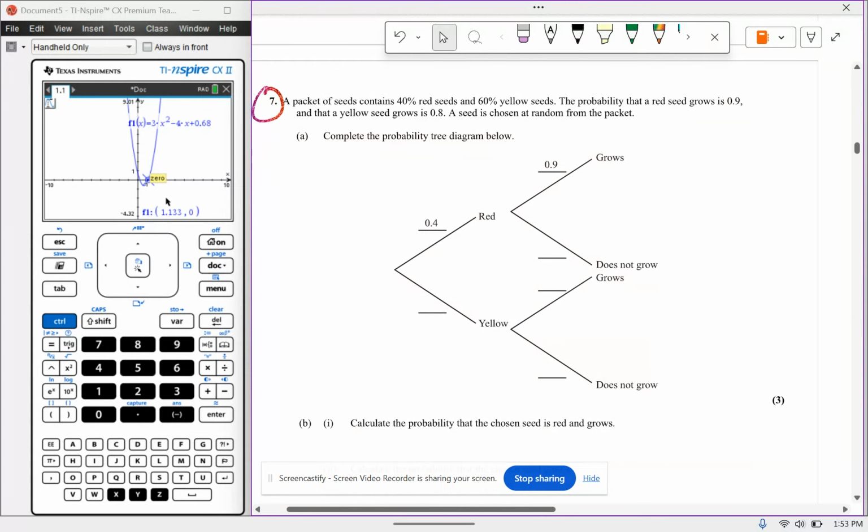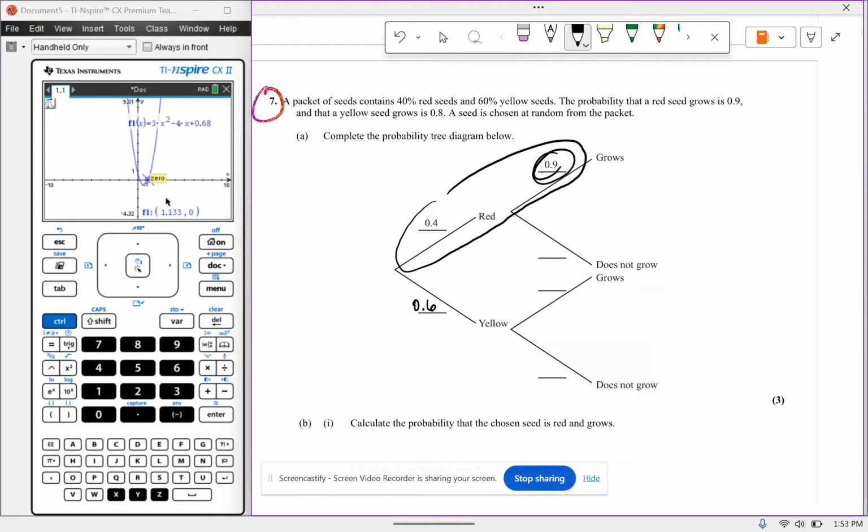So we have a packet of seeds that contains 40% red seeds and 60% yellow seeds. You should put the 60% yellow seeds on the diagram, and that'll go right here. Why? Because branches add up to 1, right? It has to be one or the other. The probability that a red seed grows: I've traced across the branch, and now I'm filling out the second part up there on the red branch, okay? So the probability that a red seed grows, think about what that means. Probability of red and grows. You see what it's kind of doing?